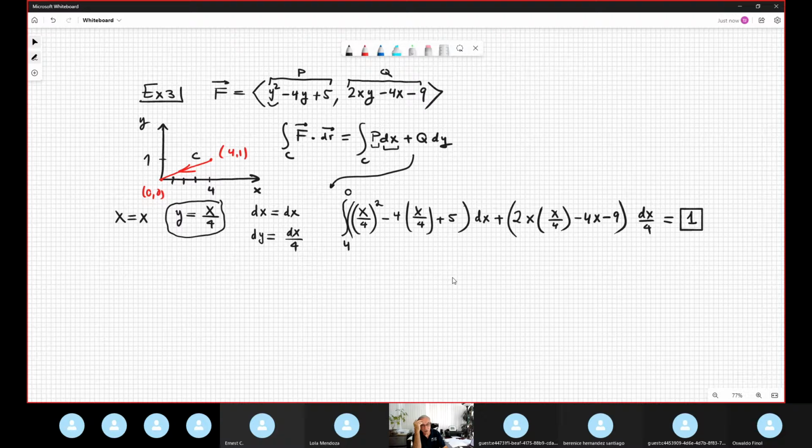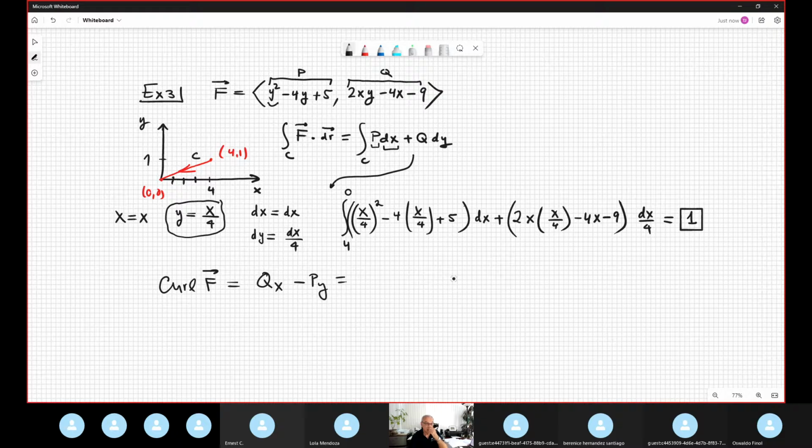I strongly recommend that when you face this problem of the circulation, you verify if your vector field is conservative or not. Let me verify the conservative. And the fantastic way to verify that is to compute the curl of the vector field. What is the formula in 2 dimensions for the curl? It's easy: partial derivative of q with respect to x minus partial derivative of p with respect to y.